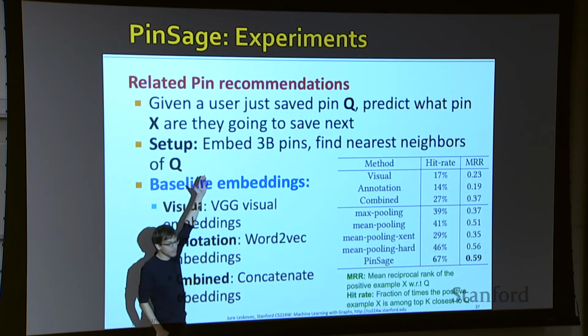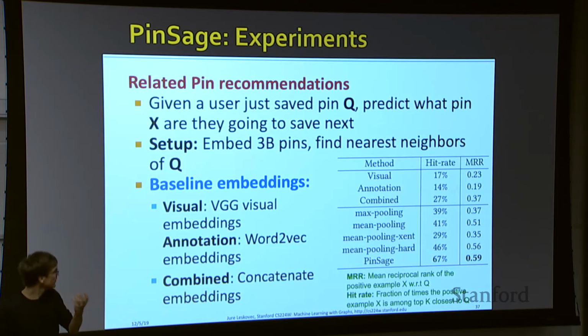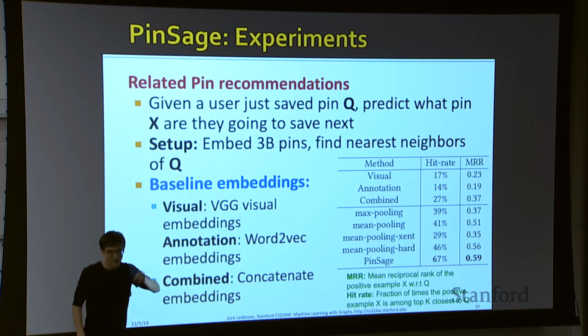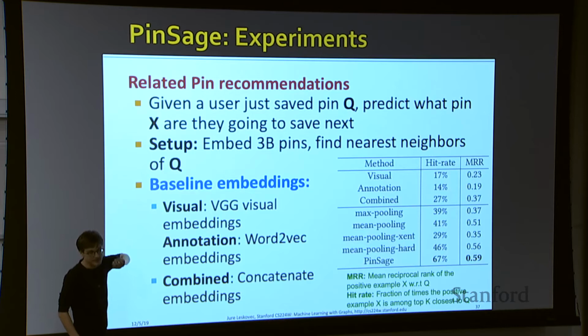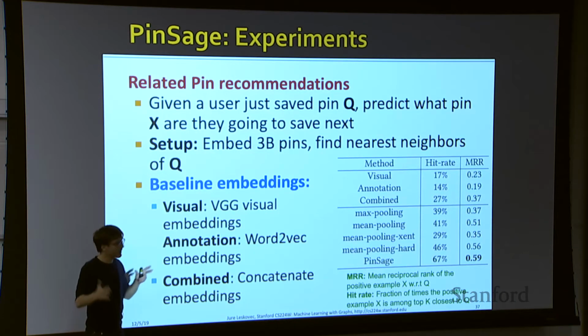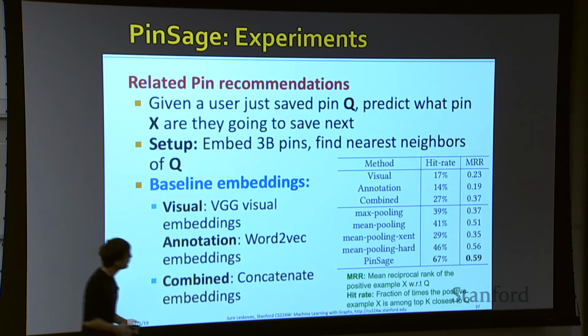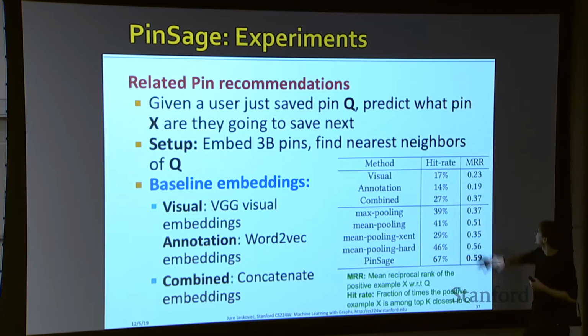So how are we evaluating this? We say you are looking at pin Q, and I want to predict what pin you are going to save next, okay? And that's the pin X. And now I'm asking, if I now measure the distance between Q and every other pin, how highly ranked is X? Okay, that's my question. And I have two metrics that tell me how well you are doing.